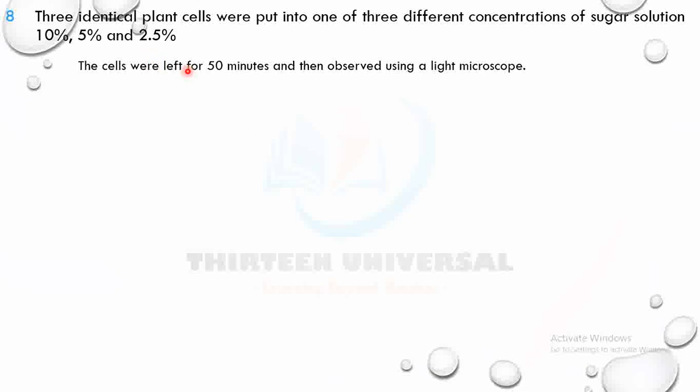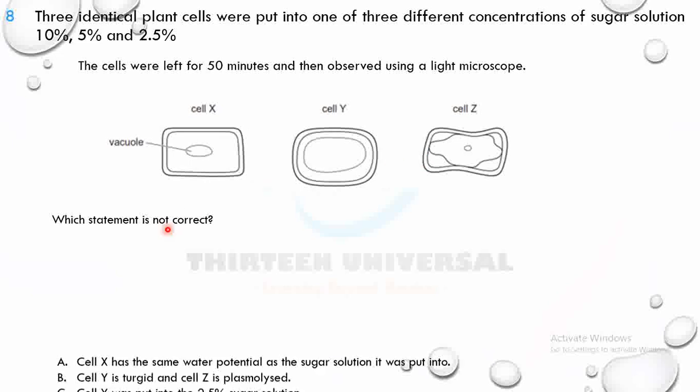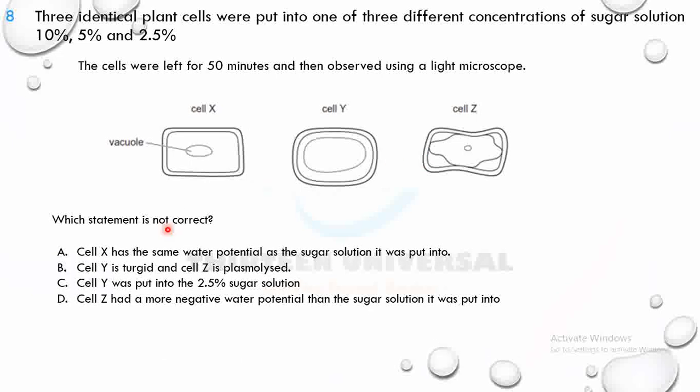The cells were left for 15 minutes and then observed using a light microscope. Let's see what we have. Cell X, cell Y, cell Z. See them cute cells. Okay, which statement is correct, guys? Which statement is correct? The one that is correct. Oh, which statement is not correct? I almost missed it. Okay.